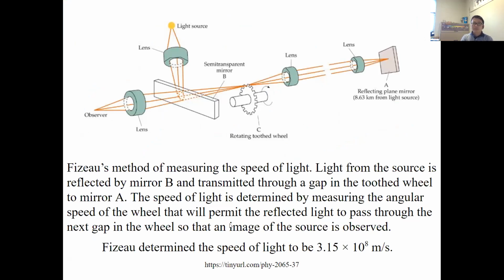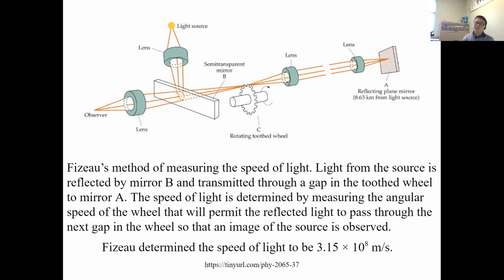Later, Fizeau had this apparatus constructed. Light comes out from the light source, hits this splitter here, and then goes through these rotating teeth, being focused by these two lenses, and then hits the plane mirror, comes back, and then if it goes through this next tooth here, you'll be able to see the image over here. By tuning the speed of this wheel, you'll know how much time it takes for the light to pass through this tooth and come back over here.